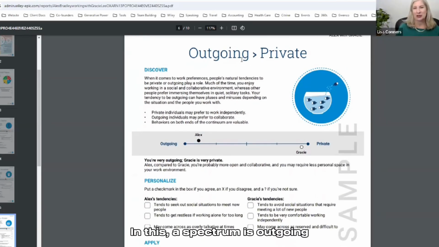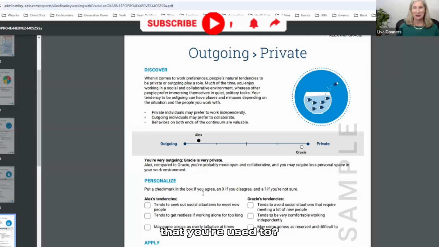And this spectrum is outgoing versus private. Alex tends to be more outgoing and Gracie might tend to be more private. So I can imagine Alex showing up on a Monday and going, "Hey, Gracie, how was your weekend?" And Gracie not wanting to share that because Gracie is more of a private person. Does that sound familiar to you? Is that any sort of dynamic that you're used to?